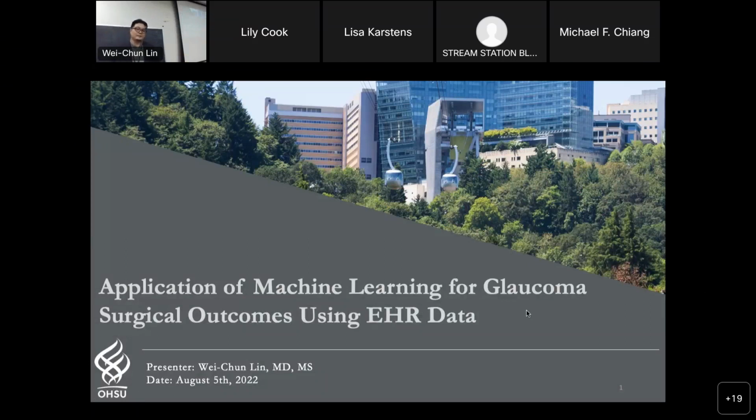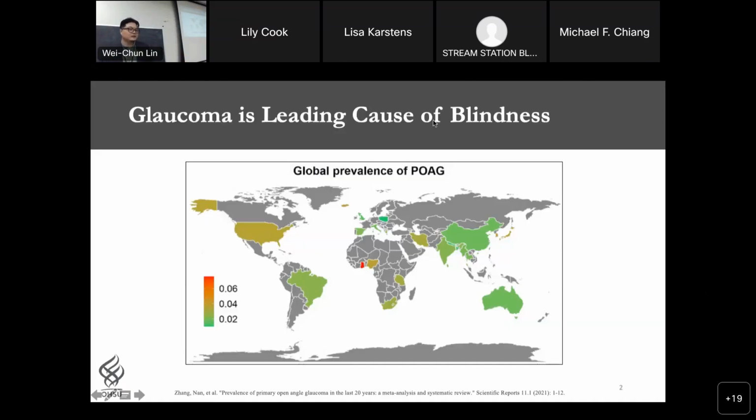Today, I'm presenting my dissertation work, Application of Machine Learning for Glaucoma Surgical Outcome using EHR data. So glaucoma is the second leading cause of irreversible blindness in the world. In the US, about 2% of the population older than 40 years old is affected by glaucoma.